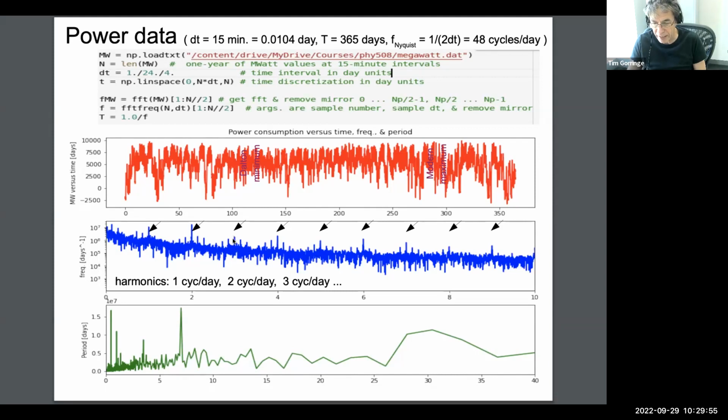So here's the next harmonic. We see 2 peaks on the left, 2 peaks on the right, separated by a period that is 1 week away from the harmonic itself, and so on and so forth. So the 4 cycles per day harmonic has satellites, sidebands. The 5 cycles per day has satellites, sidebands. So that's another interesting feature in the data.